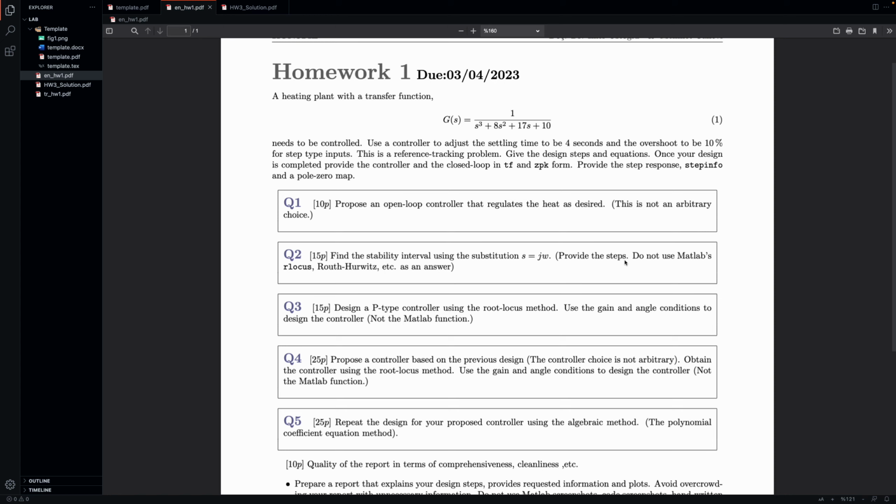So you can maybe verify your results, or you can check if your interval is correct or not by using rlocus or Routh-Hurwitz or whatever. But you should basically answer this question only based on this substitution method that is provided here. And if you think about it, this s equals j omega should give you the hint because it is a specific substitution and we have a system and a controller, of course, in closed loop. So yeah, this should mean something, and it certainly does, and it should give you the idea here.